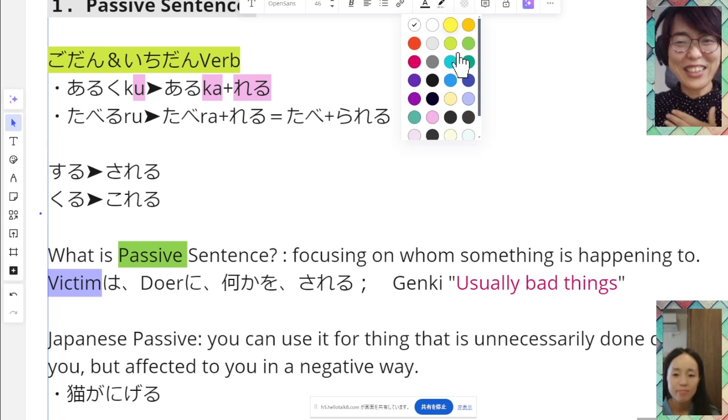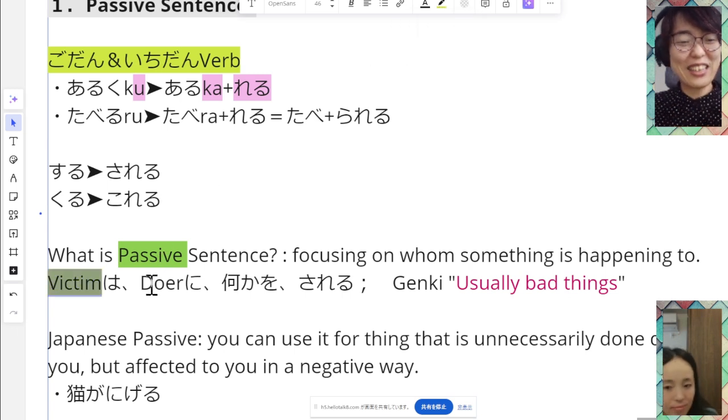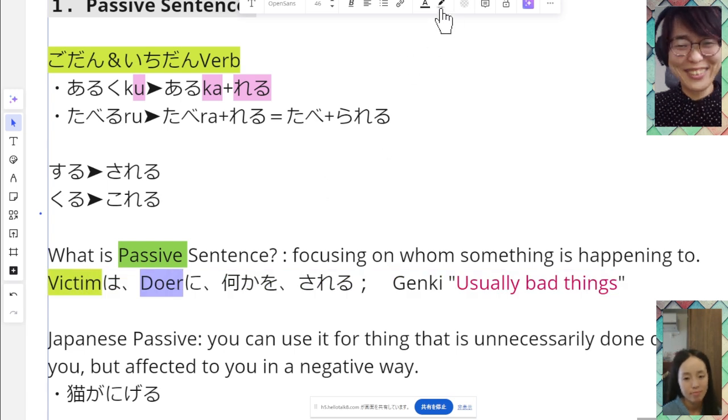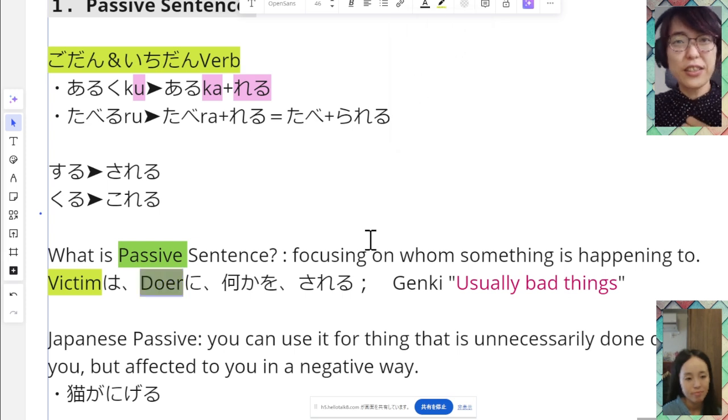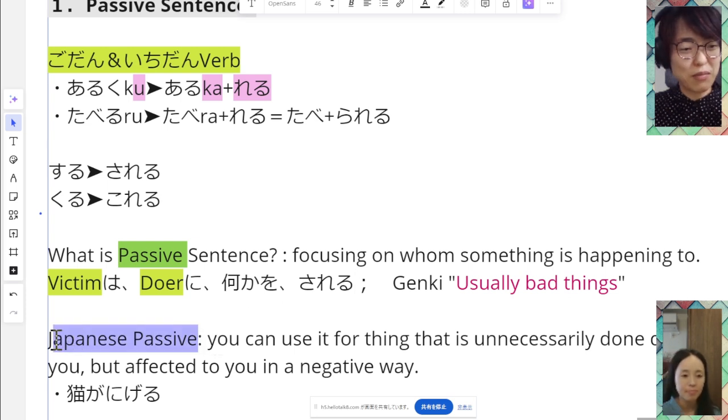You are a victim, and so somebody did something to you. You express your experience using this grammar: 私は somebody に something をされる. This is a common way of making a passive sentence. So this is kind of a Japanese passive.